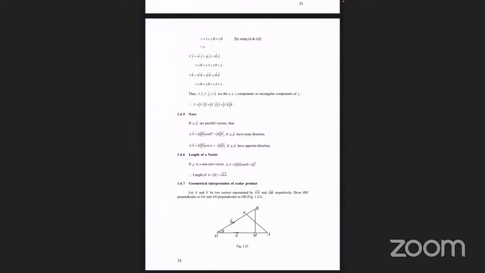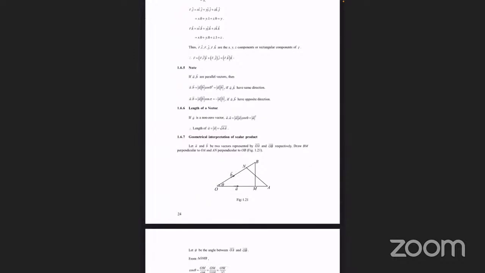Next important is the length of a vector. If A is a non-zero vector, take A dot A. In place of B, we are taking A here. If you substitute into the definition of dot product, A dot A is equal to mod A mod A cos 0, so you will get modulus of A whole square. Taking the square root, you can write it as root of A dot A. So the length of a vector, modulus of A, equals root of A dot A. This is very important. If you know this concept, you can solve the problems.